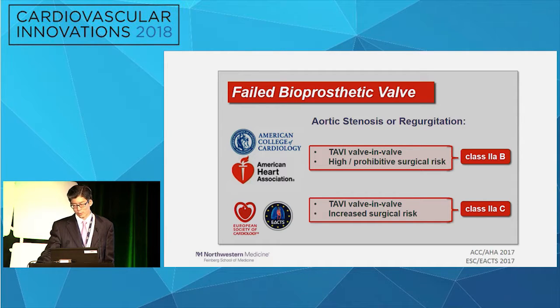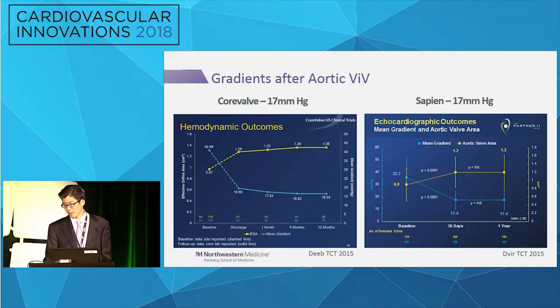So the patient's high risk or prohibitive risk, Europeans would call it increased surgical risk, class 2A recommendation. And I think Dr. Chhatriwalla talked about this. The downside with valve-in-valve is gradients. So out of both trials here, both Sapien and the Medtronic trial showed mean gradients of about 17.